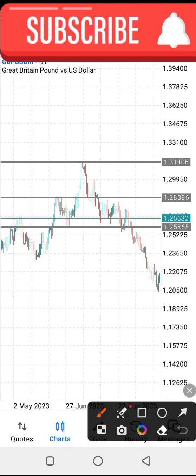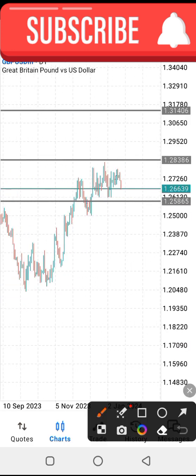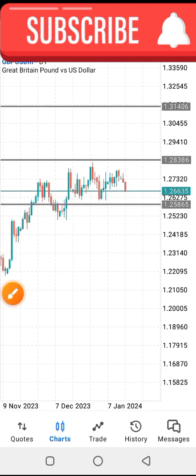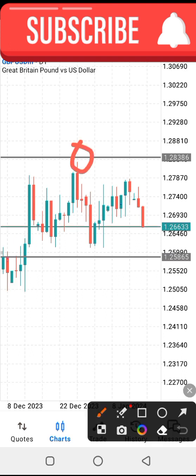This is the level right here. This is the Quasimodo line right here. So we want price to come back here, and you can see. So imagine you took a sell at that point. Let me zoom it in a bit. So imagine you took a sell at this point.